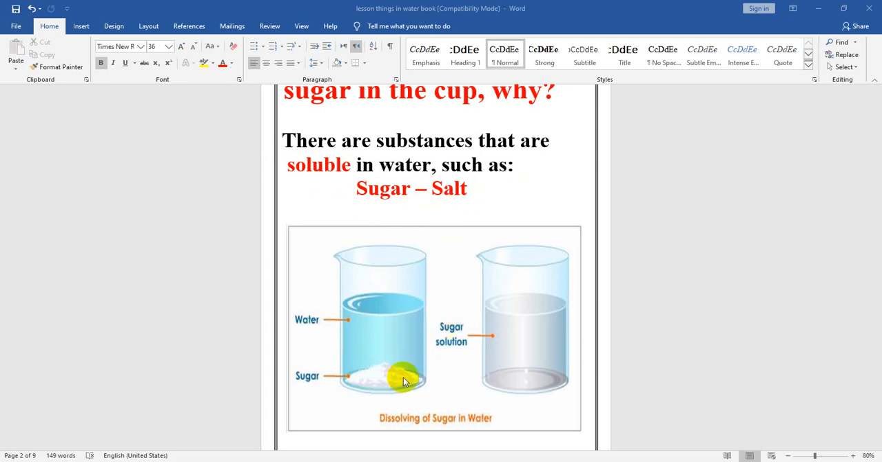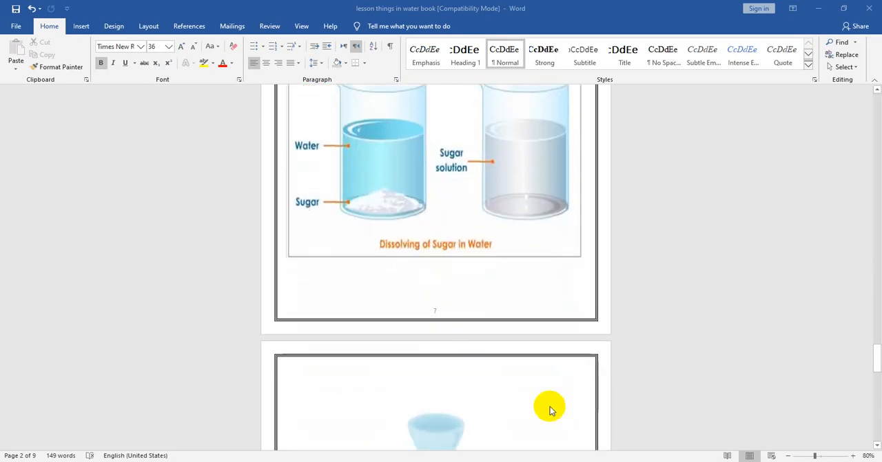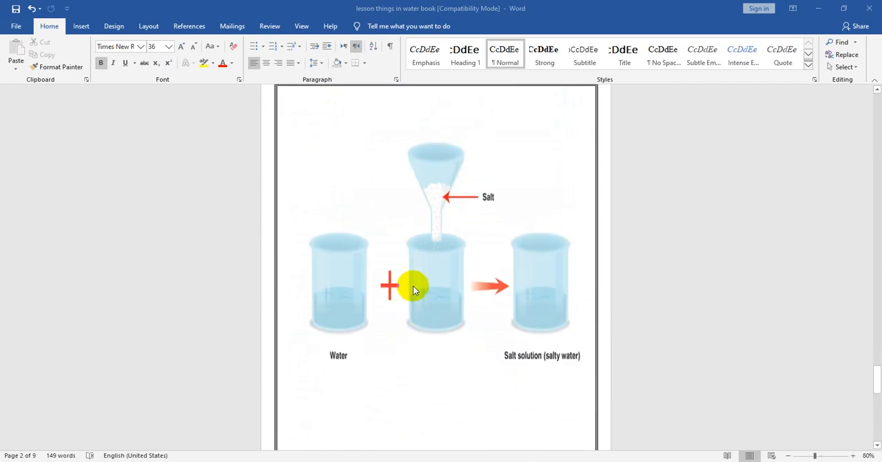Look here. Bring a cup of water and dissolve in it some sugar. After a few seconds, sugar will dissolve in water and form a sugar solution. The same with salt. Bring a cup of water and dissolve in it some salt. After a few seconds, salt will dissolve in water and form a salt solution.